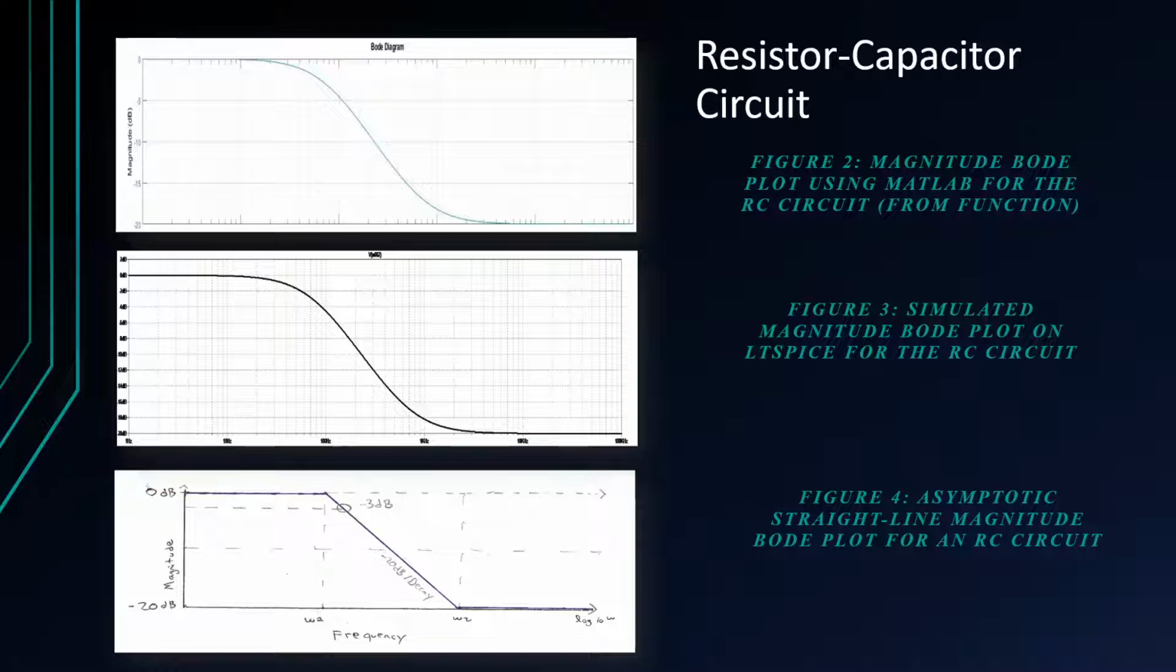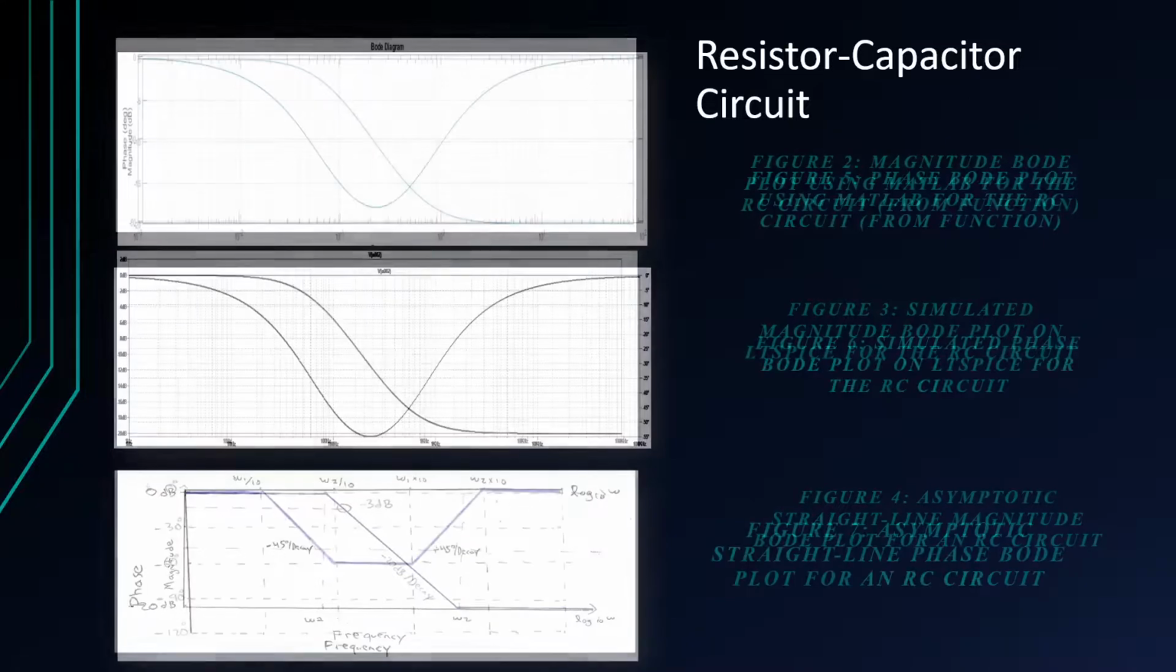Finally, the one in the middle is the simulated one from LTSpice, and that one tells me everything about the system, about the response, the pole, the time, everything. And that one is the best way to get it. However, this method may not be available all the time, and that's why it is important to know these other two methods.